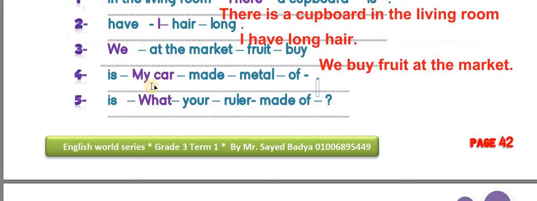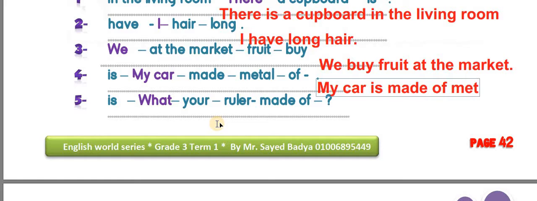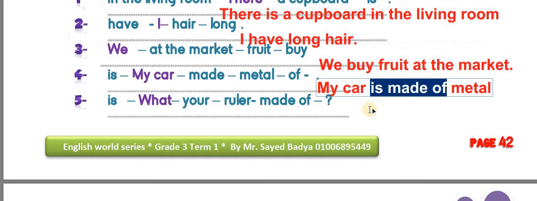My car عربيتي is made of metal مصنوع من metal. My car عربيتي is made of مصنوع من metal. metal يعني من المعدن. My car is made of metal.